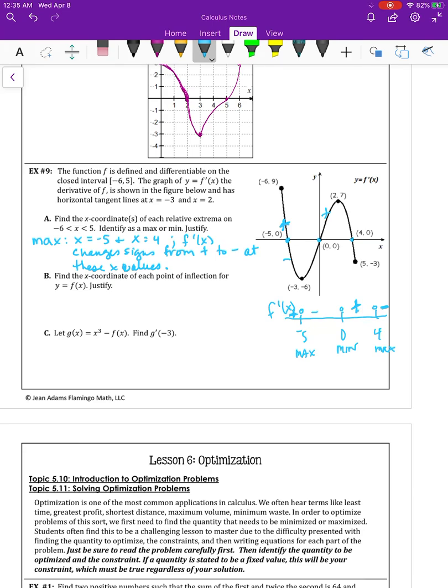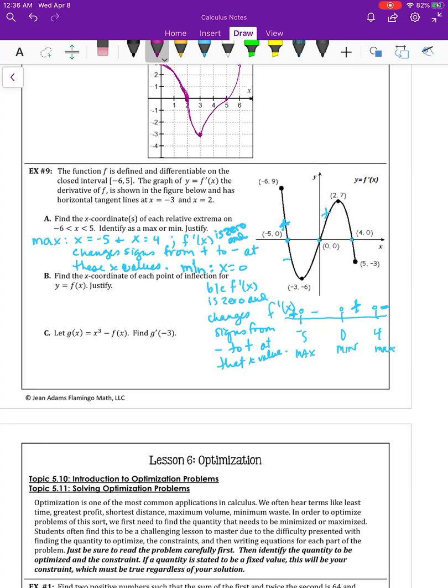Now, on the AP exam, I would not want you to put the plus sign and the minus sign. I don't know if they would like that. So make sure that you write the words positive and negative if you've got a situation like that. Minimum at x equals 0, and you'd say because f prime of x is 0 and changes signs. So f prime of x is 0 at x equals 0 and changes signs from negative to positive at that x value. Okay? So we had our max, we had our mins.